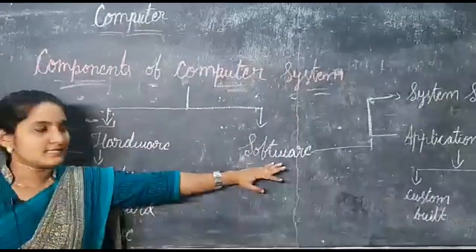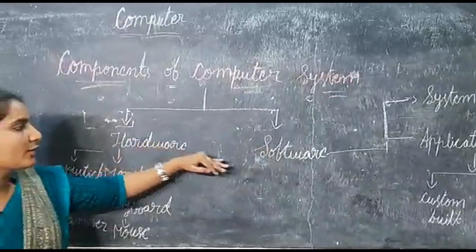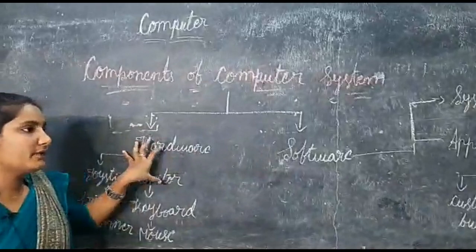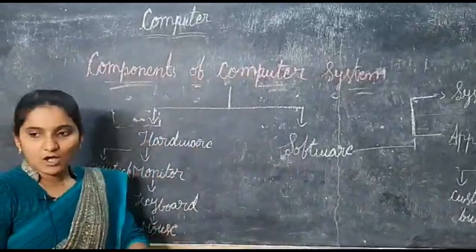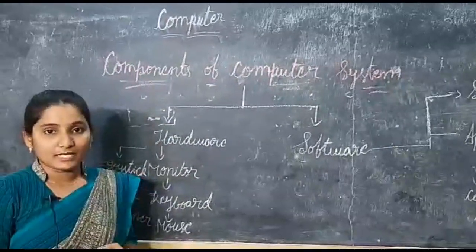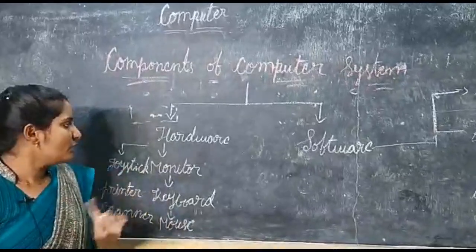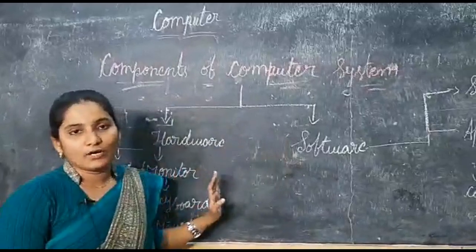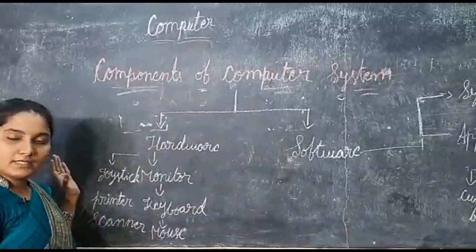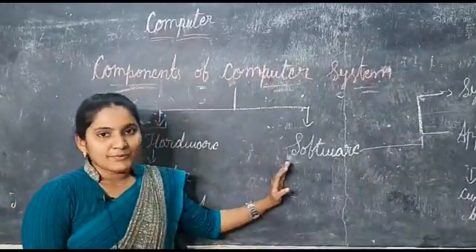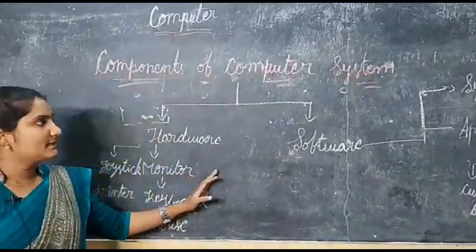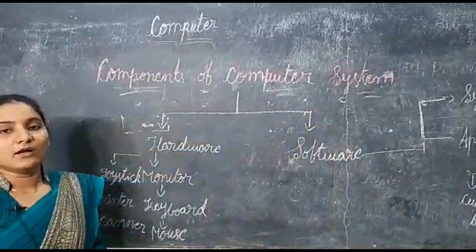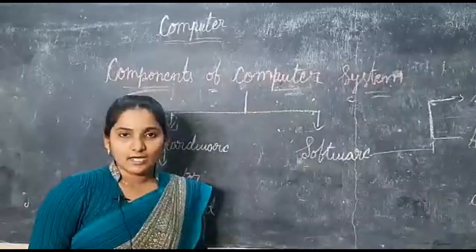Okay children, do you understand? We want both hardware and software. Some of you may have a doubt: if the hardware and all the parts are there, can you use the computer? No children, you cannot. We want both hardware and software. Without hardware, the computer is useless. Without software, the computer is useless and not working. These are the types of components of the system. Okay, these are the basics of the computer. Okay children, do you understand?